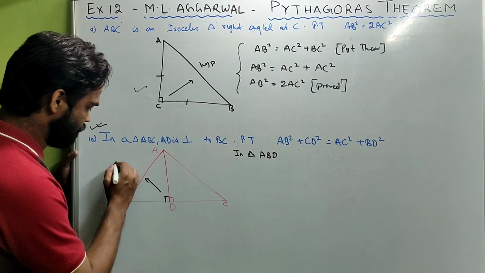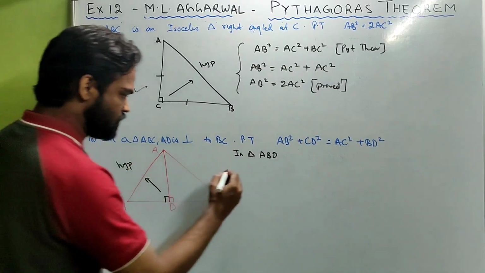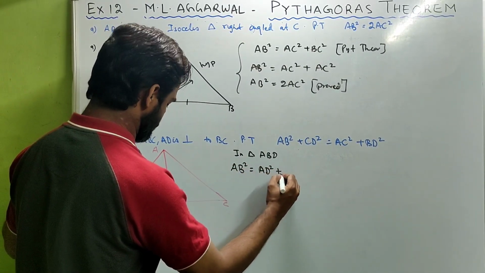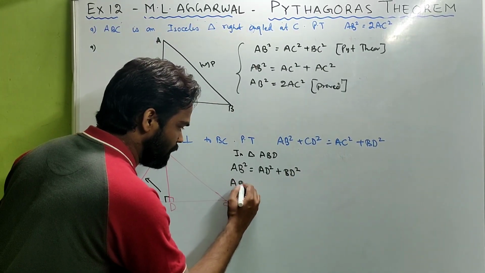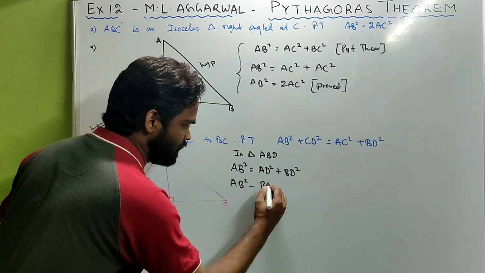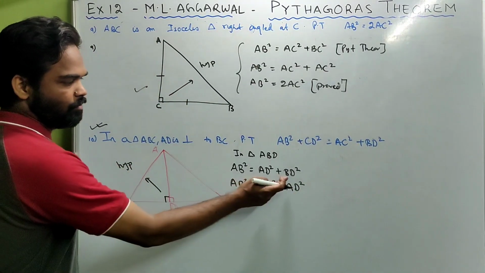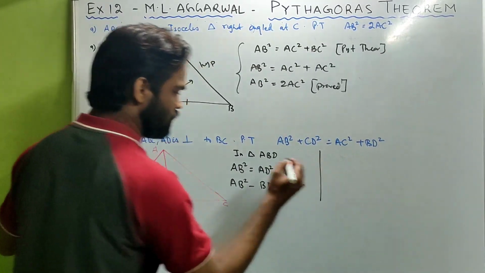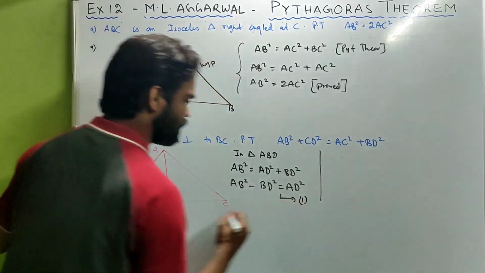AB is the hypotenuse. So AB square is equal to AD square plus BD square, which means AB square minus BD square is equal to AD square. Definitely. I brought BD square on this side. Now look at the other triangle. Suppose this is your 1.